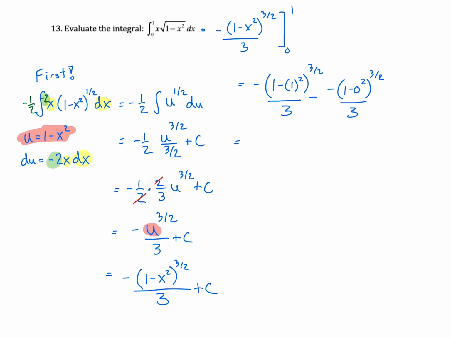So we'll go ahead and simplify this now. It looks like 1 minus 1 gives us 0 to the 3/2 over 3 here. The double negative becomes positive, and now this becomes 1 to the 3/2 over 3. And so we get 0 plus 1/3, or just 1/3.